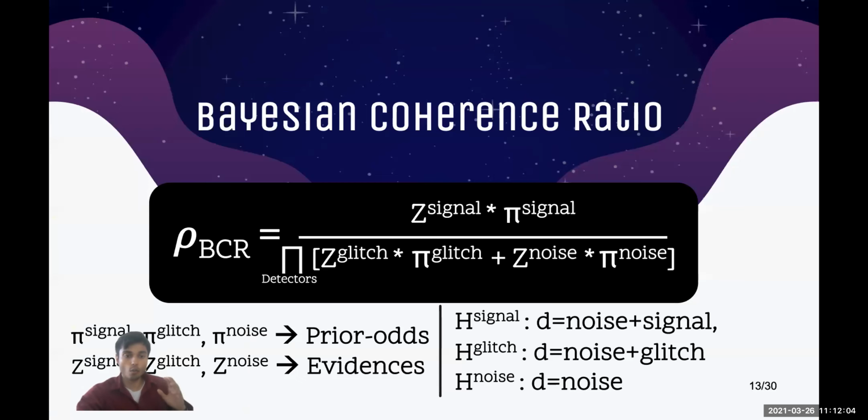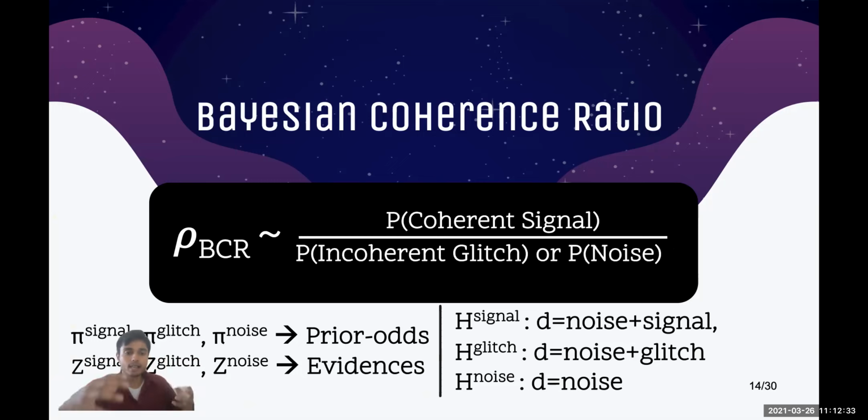And so what we do is we're looking at the hypothesis of if data has a signal, if the data has a glitch, or if the data has just noise. And we're combining the evidences we get and the prior probabilities for these in this one ratio number, which is called the BCR, the Bayesian coherence ratio. It looks kind of complicated, but essentially it can be thought of as the ratio of the probability that something is coming from a coherent signal versus the probability that it's coming from an incoherent glitch or just noise.